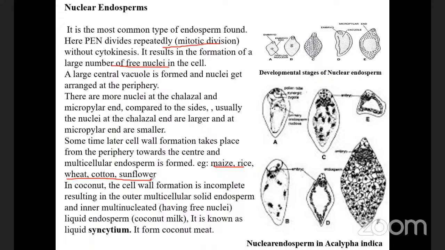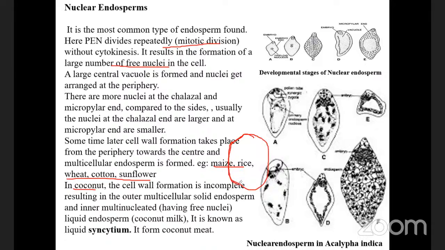That endosperm, you see in Acalypha indica, how the endosperm formation is taking place. Nuclear endosperm is forming. Even in the coconut, cell wall formation is incomplete. That's why there is an outer multicellular solid endosperm and an inner multinucleate, that means free-nuclear, liquid endosperm. The coconut milk.